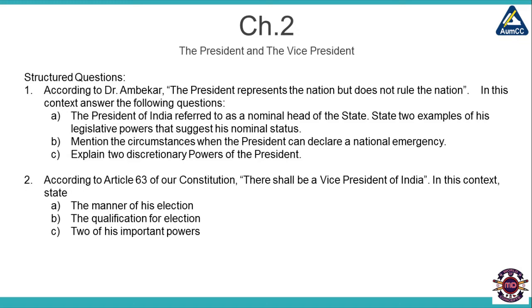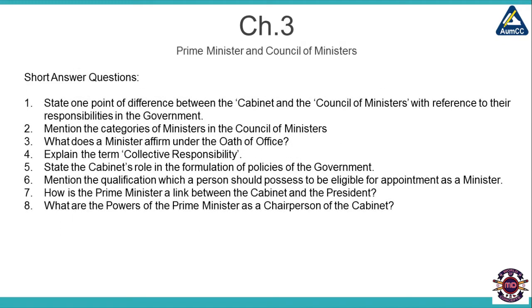According to Article 63 of our Constitution, there shall be a Vice President of India. In this context, state the manner of his election, the qualification for election, and the 2 important powers. When it comes to chapter 3, the Prime Minister and the Council of Ministers, the short answer questions are: state 1 point of difference between the Cabinet and the Council of Ministers with reference to their responsibility in the government.